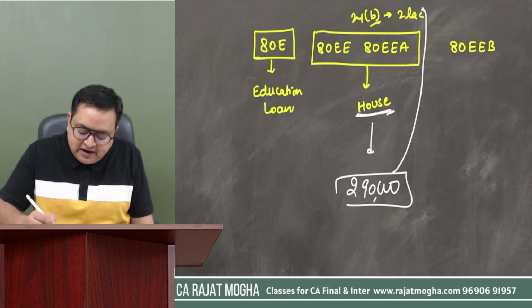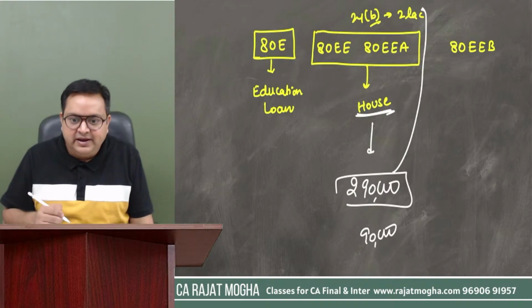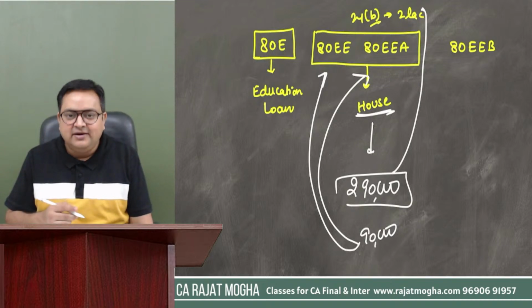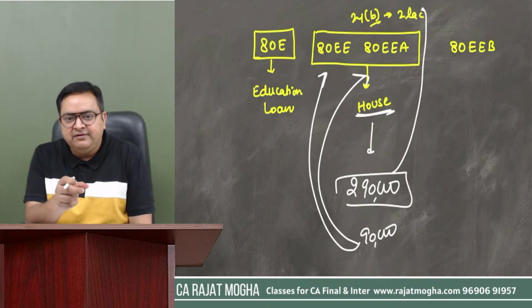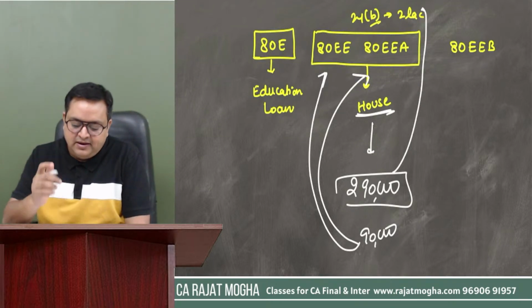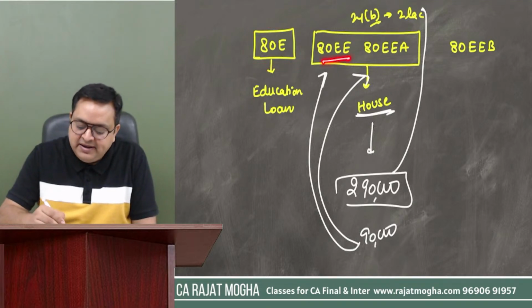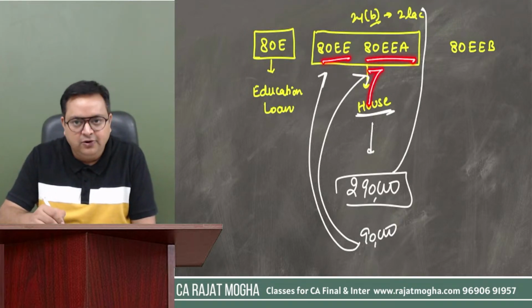So what will happen to that 90,000? He cannot claim 90,000. So for that 90,000, we have these two sections. So when we will apply 80EE and when we will apply 80EA, we have to see. But yes, 80E is related to education loan. 80EE is related to your housing loan.